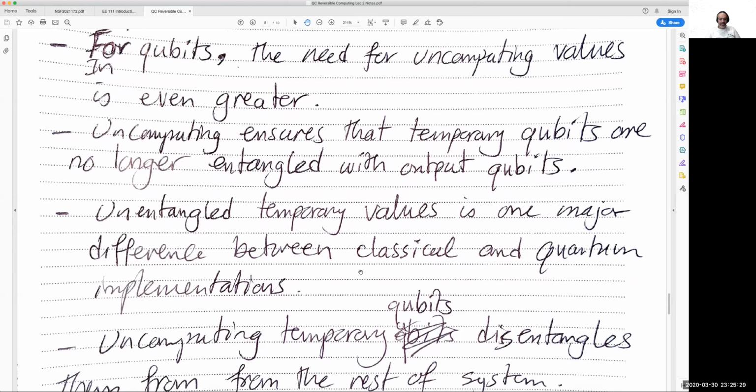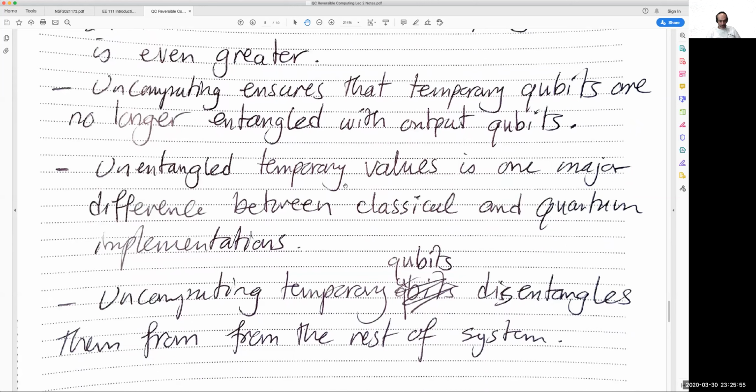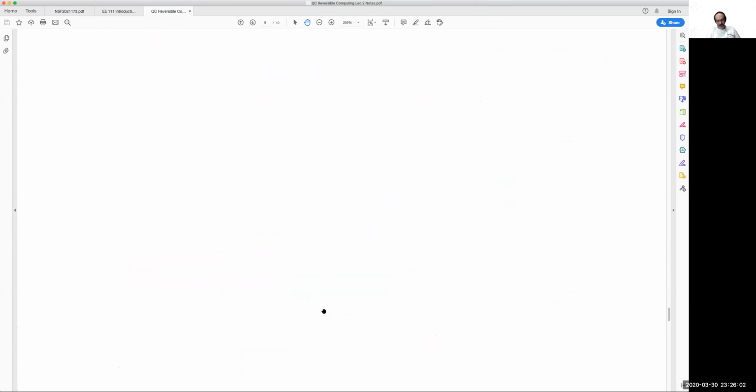In a regular classical circuit, if you computed a value that you don't need, you just throw it away, you don't care about it because it doesn't affect the rest of your results. But in quantum, these bits would be entangled with other things, and you don't want that. You need to unentangle them so that you can reclaim the space and do the computation. So uncomputing temporary qubits disentangles them from the rest of the system.